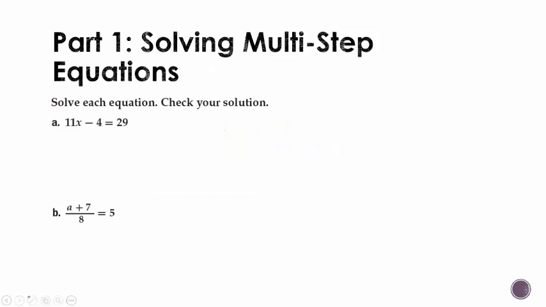So let's solve each equation. I'm going to write out SADMEG for us. So remember, we have to undo subtraction and addition first. So right here we have two things happening with x. It's being multiplied by 11, and 4 is being subtracted from it. So that's what I'm going to undo first.